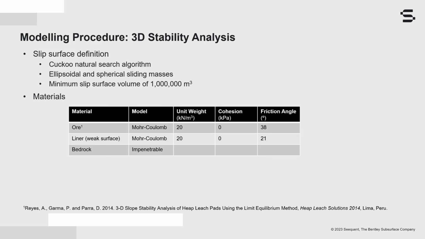The ore and weak surface properties were defined with the Mohr-Coulomb material model as presented here. The properties of the ore were taken from a previous study of the project site done by Rees et al., while the properties of the weak surface associated with the liner system were assumed. The friction angle of 21 degrees represents the friction angle of the ore decreased by a factor of 0.5. A weak surface will be used to define the position of the interface between the ore and the liner, to which these properties will be assigned. The bedrock used the impenetrable material model.